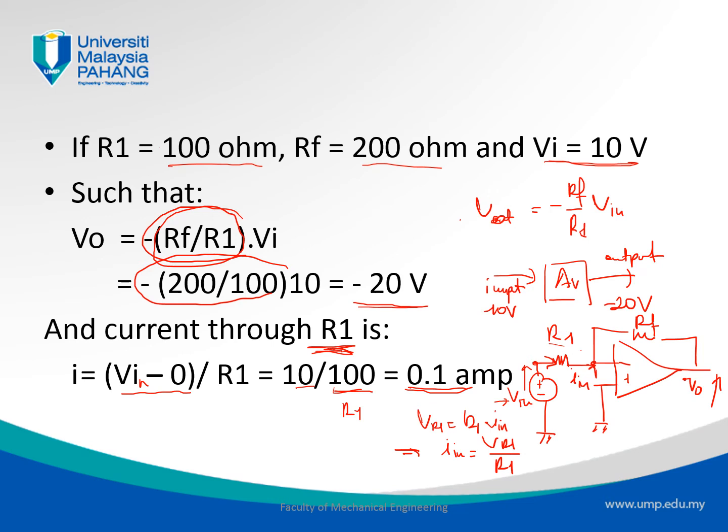So this is one example of application. It means if we have an input of 10 volt, we want to amplify it and reverse the signal. We use this kind of configuration, which is the inverting operational amplifier.